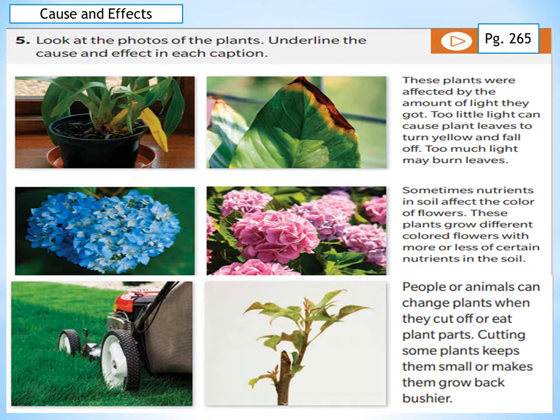The last two pictures. People or animals can change plants when they cut off or eat plant parts. Cutting some plants keeps them small or makes them grow back bushier. Please underline with me the cause and effect for these two pictures. Cutting some plants keeps them small or makes them grow back bushier. So the cause is cutting some plants. The effect is keeps them small or makes them grow back bushier.